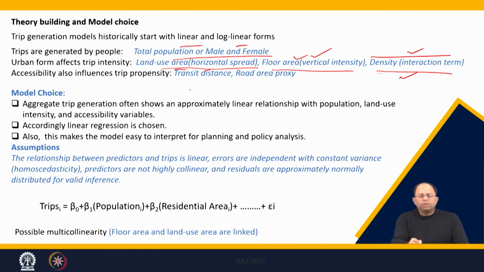Accessibility also influences trip propensity, that is transit distance and road area as a proxy. So this is what we have taken.